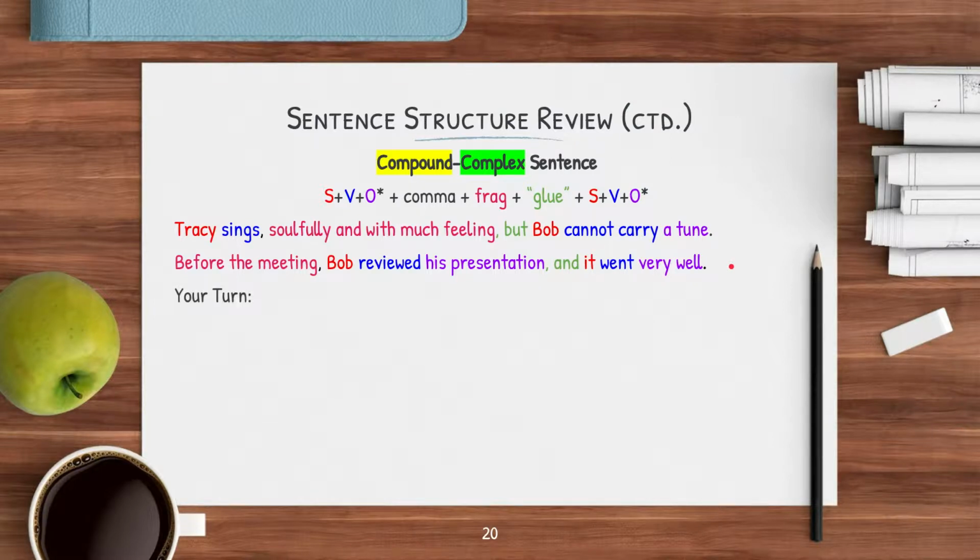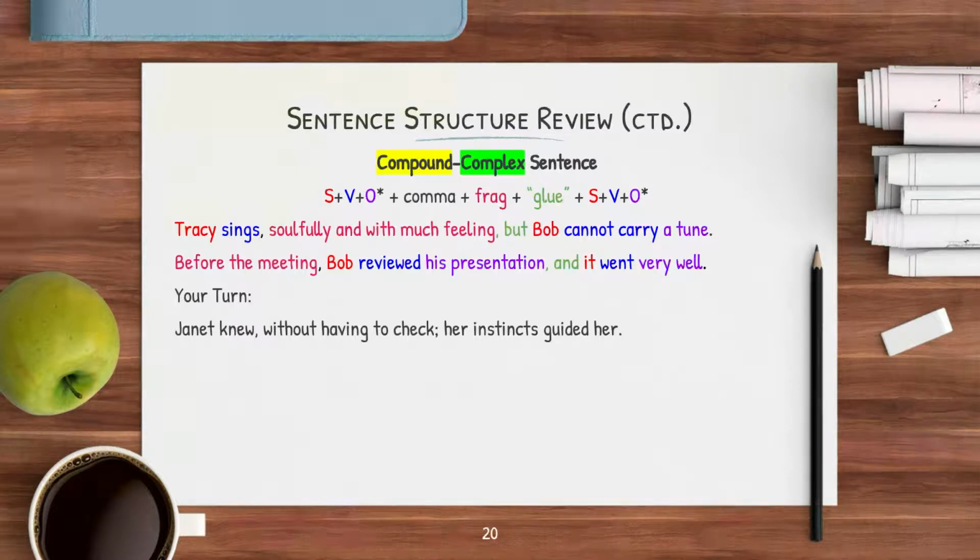Now it's your turn. In the sentence, Janet knew without having to check, her instincts guided her. Identify the subjects, the verbs, and the objects of the sentence. Identify the coordinating conjunction or the glue holding things together, and that comma that separates the full sentence from the fragment.